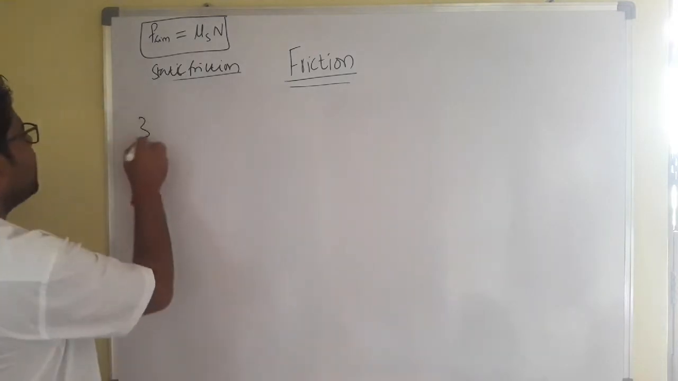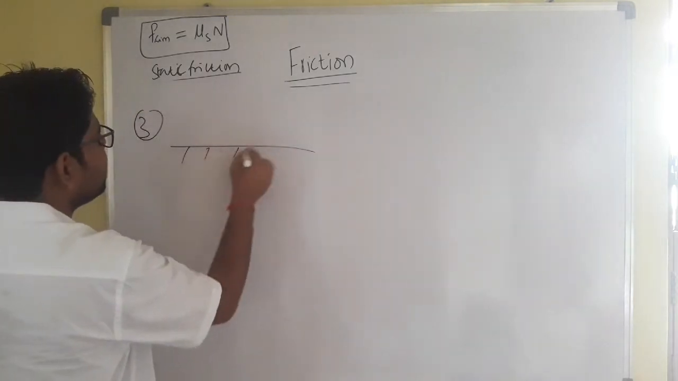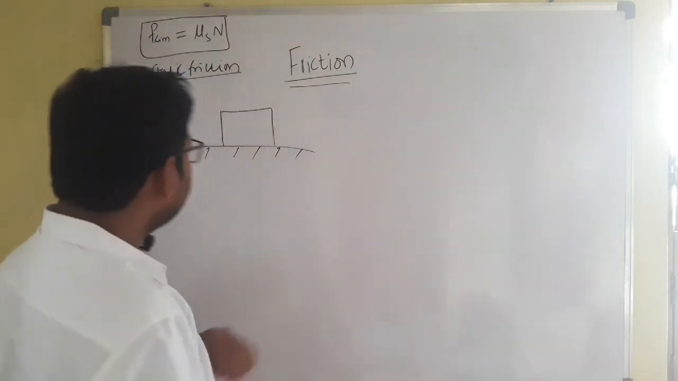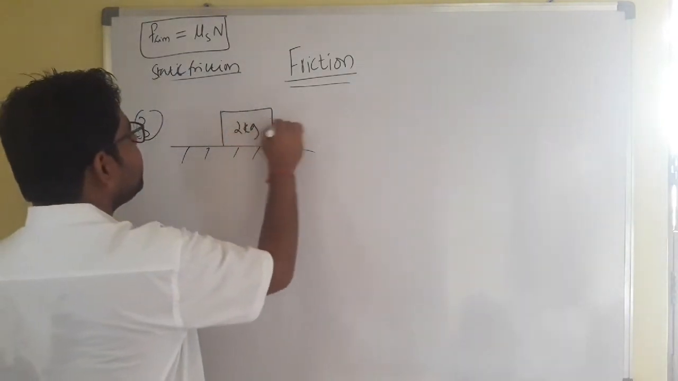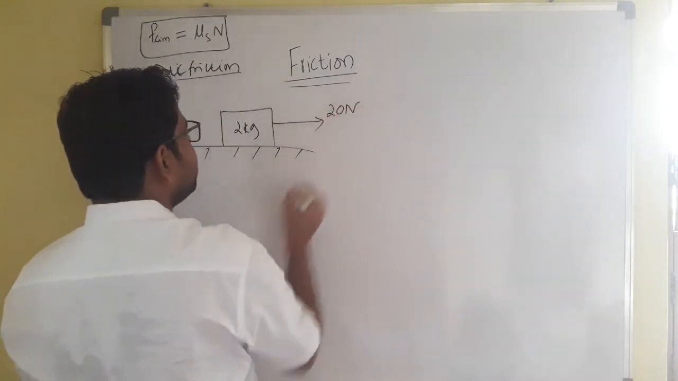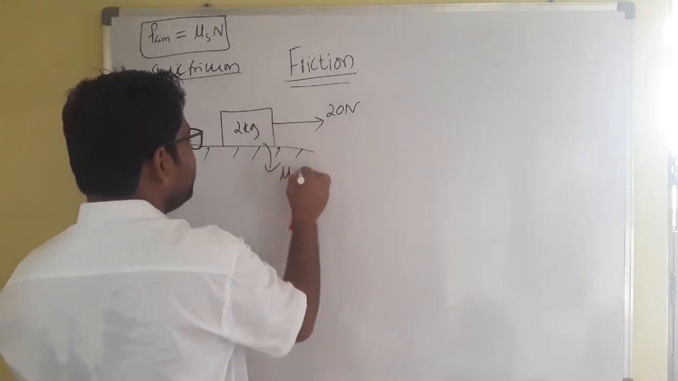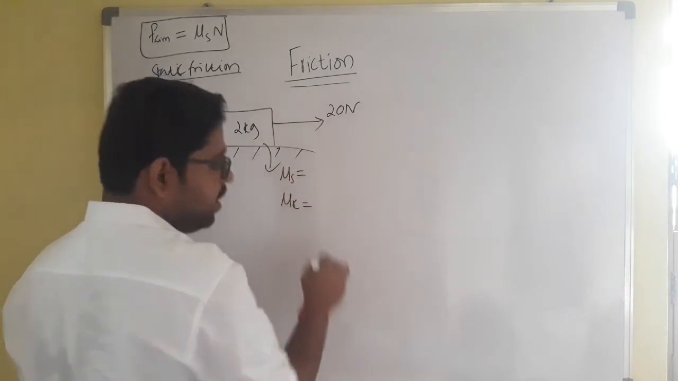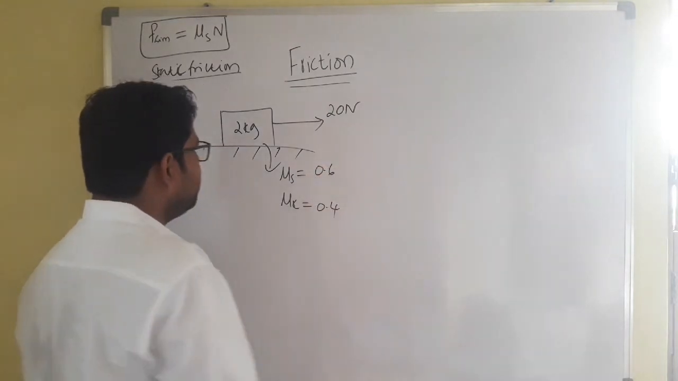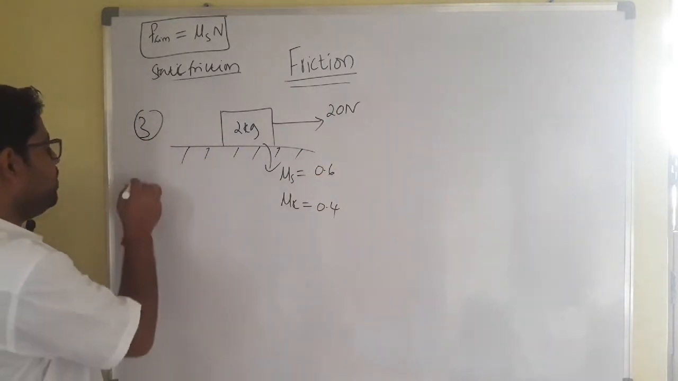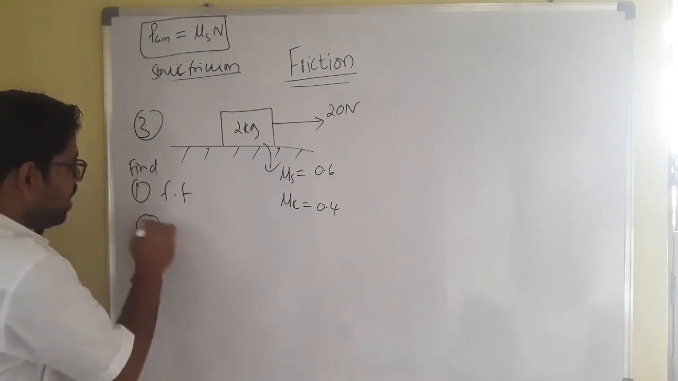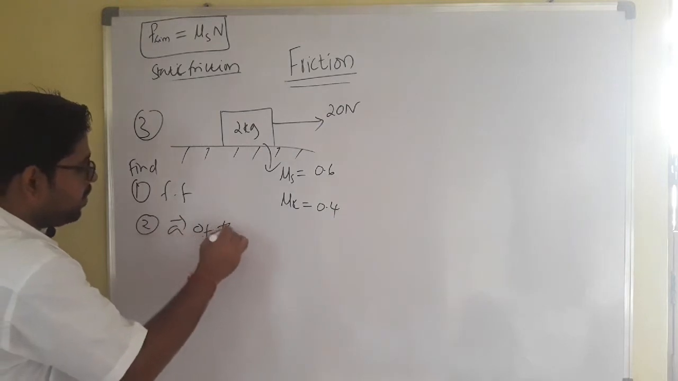The third numerical is like this. The body has mass 2 kg and the applied force is 20 Newton, and two values are given, mu s and mu k. Mu s value is 0.6 and mu k is 0.4. The question is the same: find the frictional force, and second, the acceleration of the body.